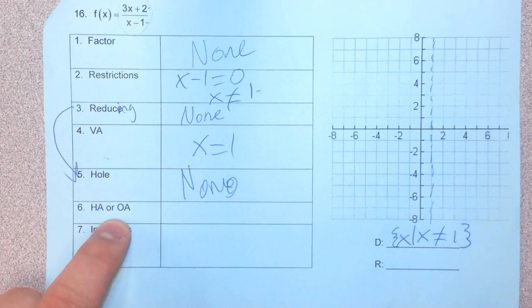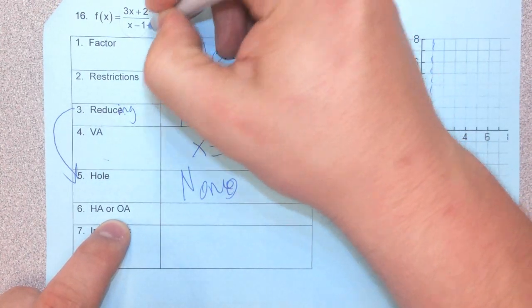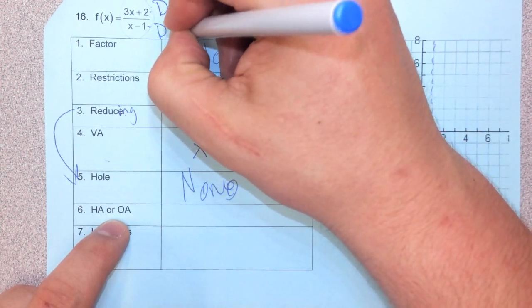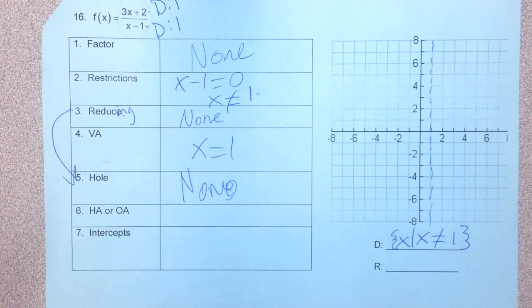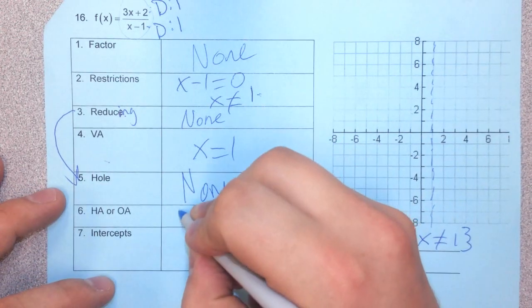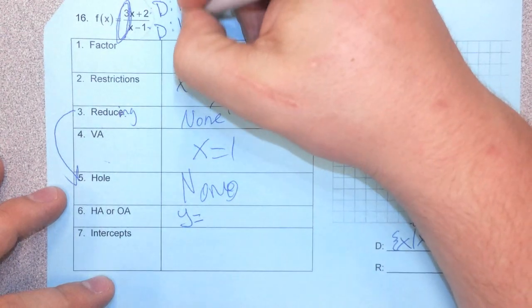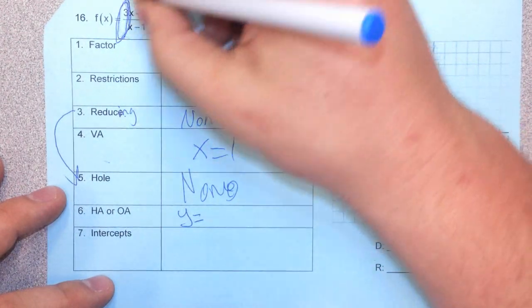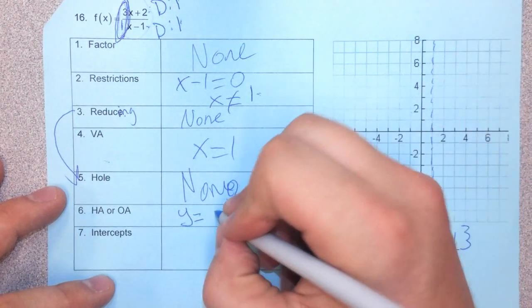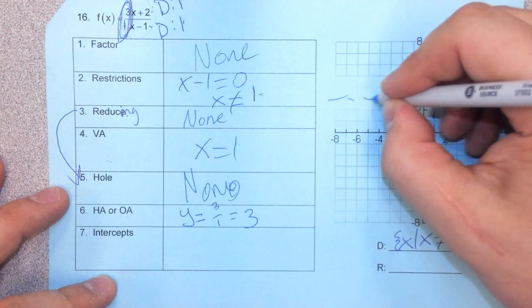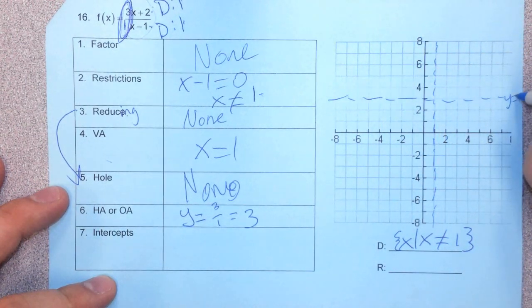Horizontal asymptote. That comes from comparing the degree of the top with the degree of the bottom. Degree of the top is 1. Degree of the bottom is 1. So that means they're the same. This one's the weird one. When the degrees are the same, it's going to be y equals, and then we'll divide the leading coefficients. Not the degrees, the leading coefficients. So that's 3 divided by 1, which is 3. So our horizontal asymptote is going to be y equals 3.